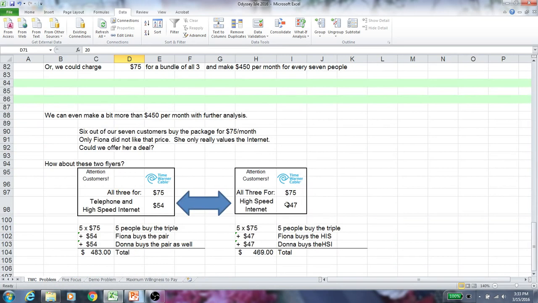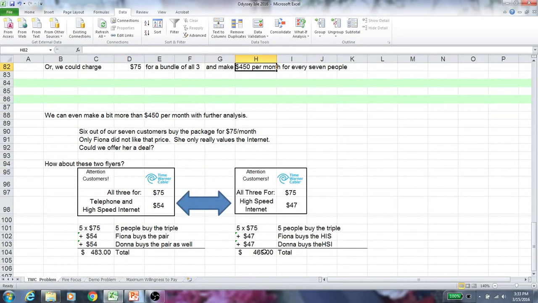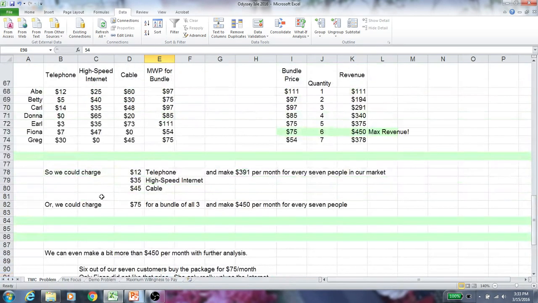And that means that we will make more than $450, but we won't make as much as we could, because if we offer telephone and high-speed internet for $54, Donna will still buy that one, but we're getting $7 more out of her, and we're getting $7 more out of Fiona. The reason we picked $54 is because Fiona was willing to pay us $54 for those 2 things.